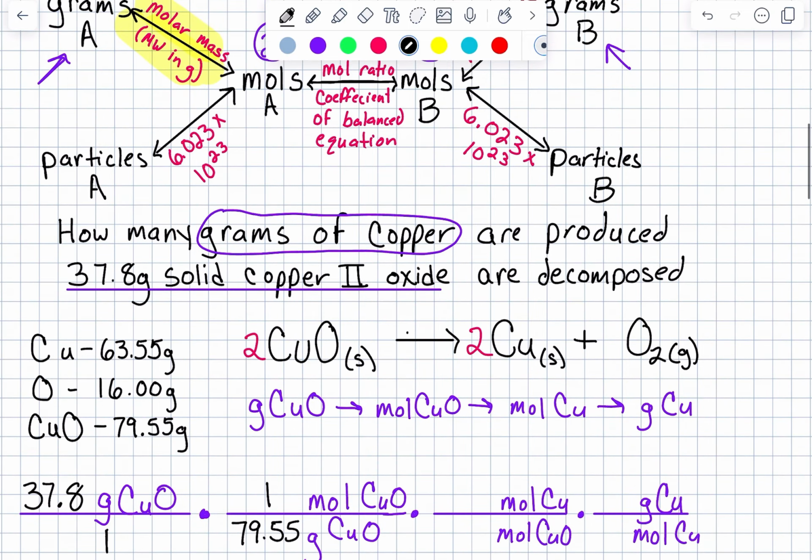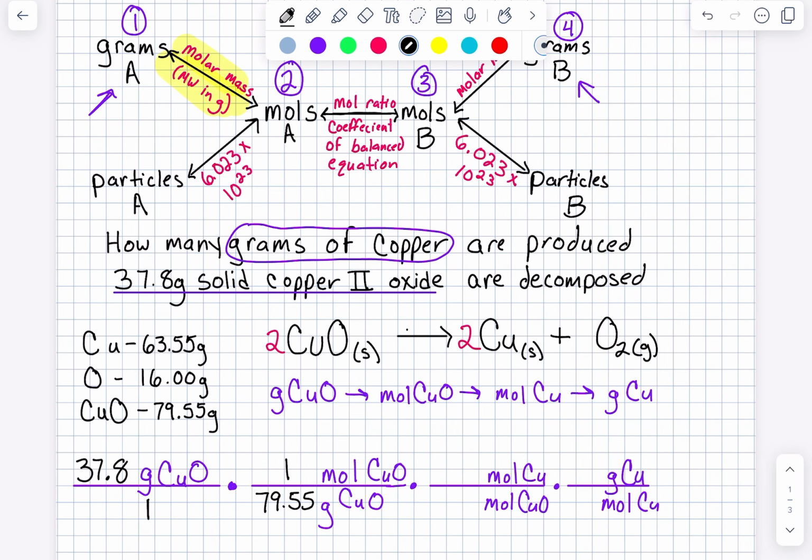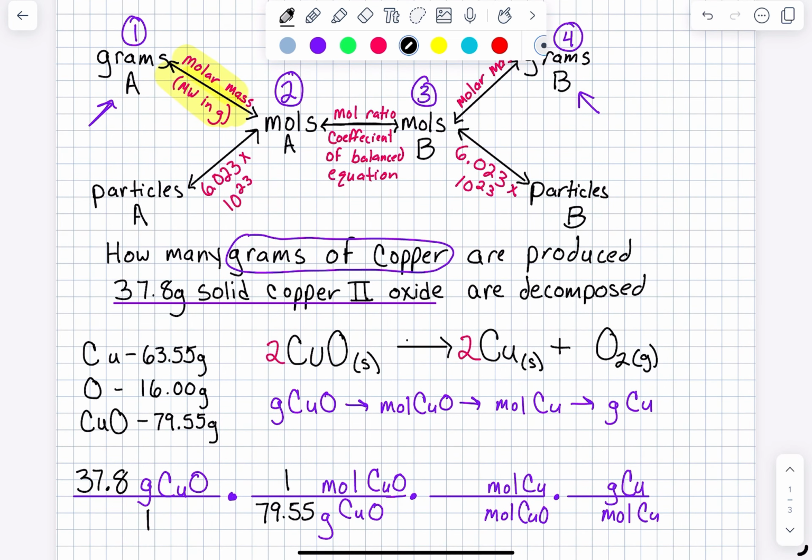Again, looking up here, I'm going to shrink this a little bit so I don't have to keep zooming back and forth. Don't want to make you seasick. When I come back up here, I see that now I'm going from ratio 2 to ratio 3, so moles of A to moles of B, and I'm going to use the mole ratio, which is the coefficients of the balanced equation. And so coming down here, I need 2 moles of copper produced for every 2 moles of copper oxide used.